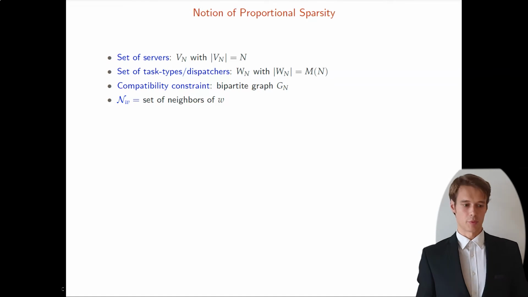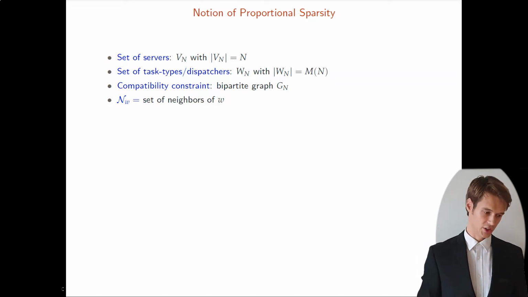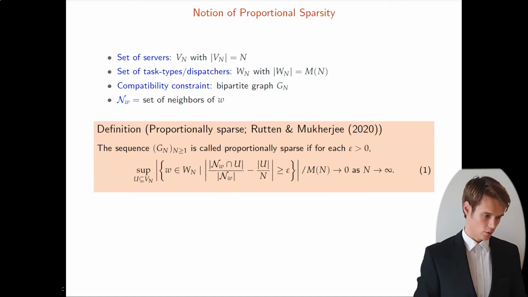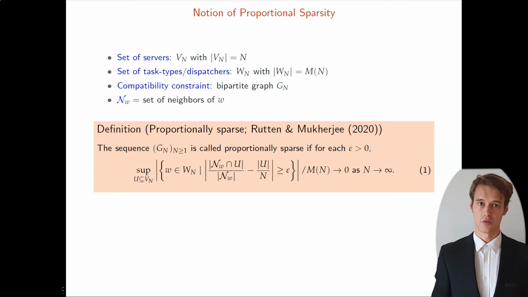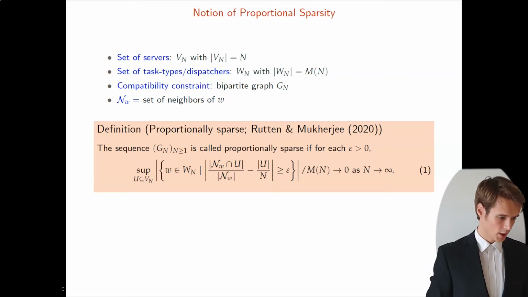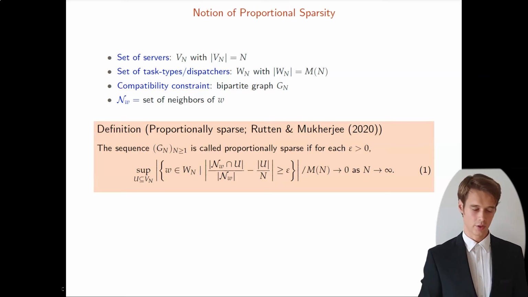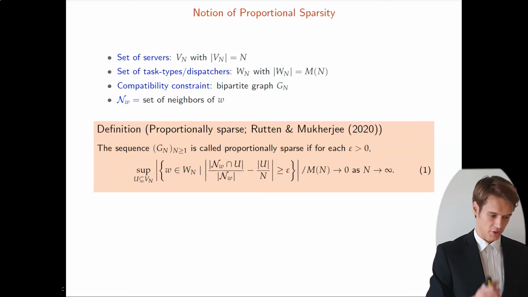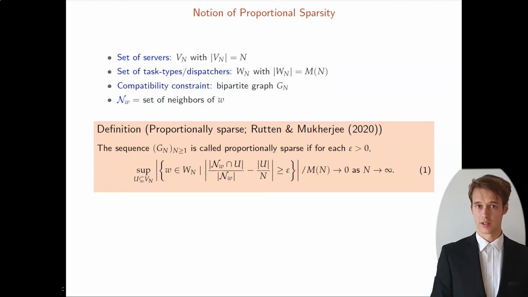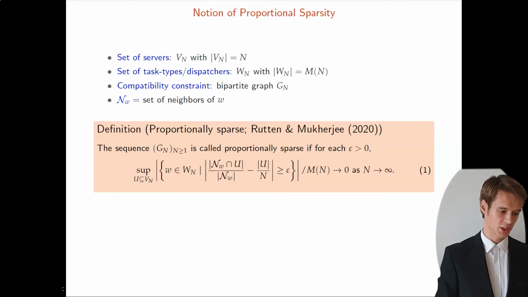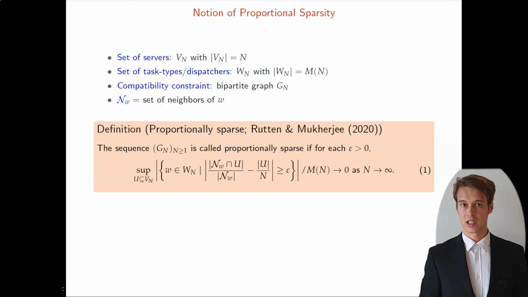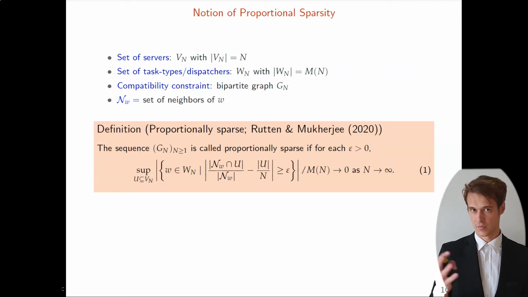So what is this expansion property? We call it proportional sparsity, and it's the following condition. Note that we have one new notation, N(W) is the set of neighbors of a dispatcher W. Then this is our condition. It says that the sequence is proportionally sparse if for each epsilon this condition holds. And we see two terms here. We see N(W) intersected with U, where U is a set of servers, and we see |U| over N. The left term is the number of servers in the neighborhood of W that are in U, as a fraction of the number of servers in the neighborhood.